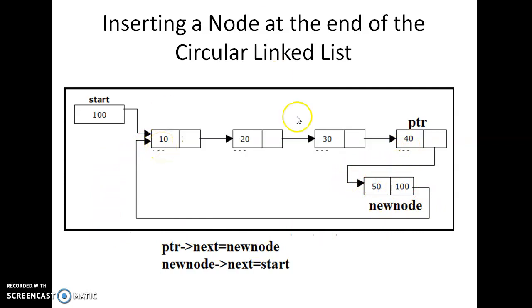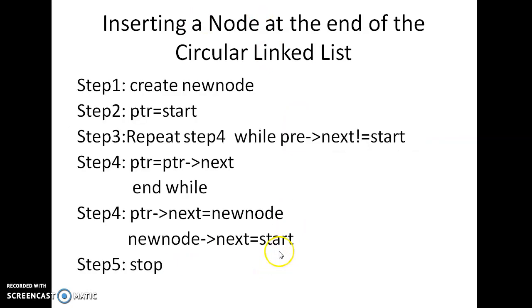These are the two steps that we are having here. Now we are writing the algorithm like this. We are creating the new node and the pointer is pointing to the starting location, and we have to go to the last node. For that particular purpose, step 4 is repeated like this.